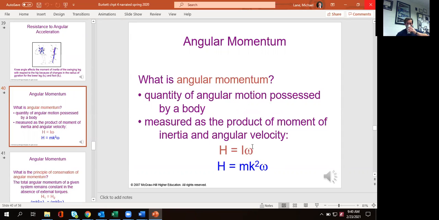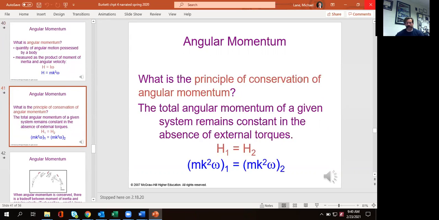Now, why do we care about angular momentum? Because when we have a person who's spinning, we can control our radius somewhat. We can't control our mass, but thanks to the principle of the conservation of angular momentum, as long as we don't have any external torque working on an object, our initial momentum is always going to equal our final momentum.